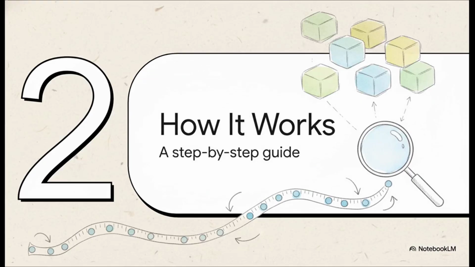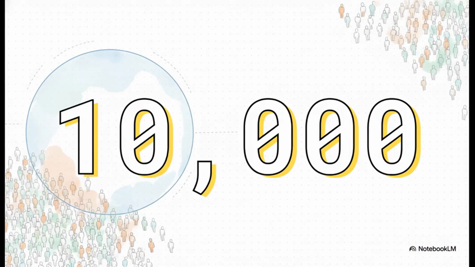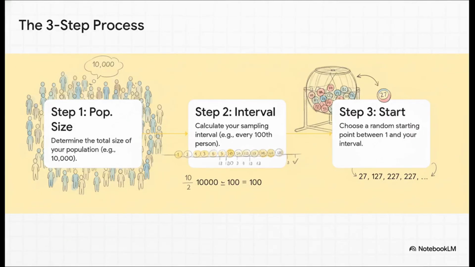All right, so how does this actually work in practice? Let's walk through the process, step by step, and make it crystal clear. We'll go back to our initial problem as a running example. So, we've got a total population of 10,000 individuals we want to learn about. That's our starting point. The whole process is really just 3 simple steps. Okay, step 1, we confirm our population size is 10,000. Easy enough.